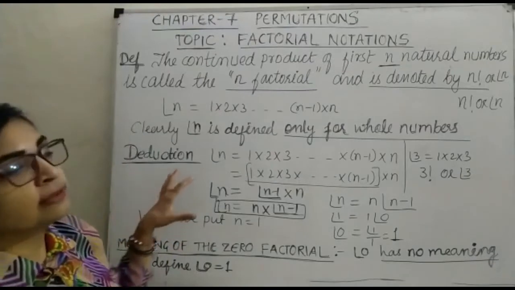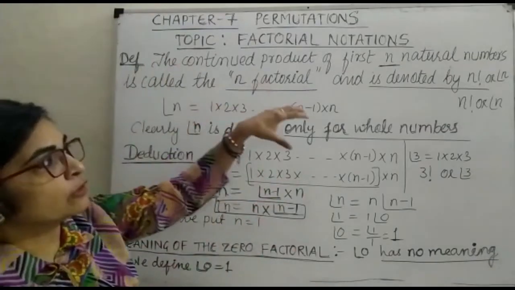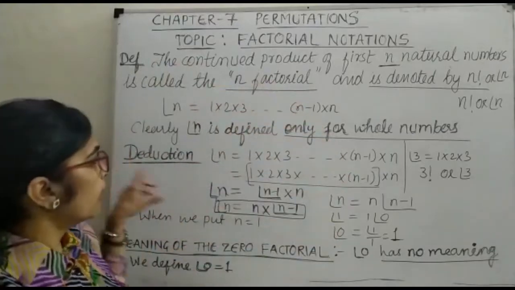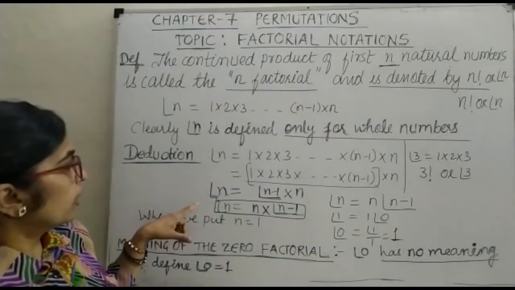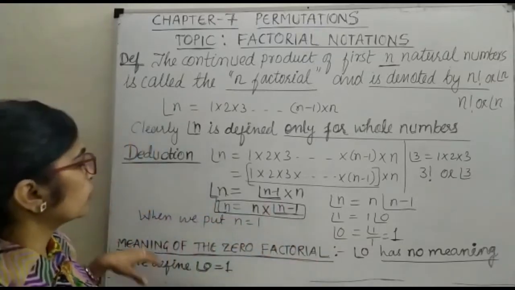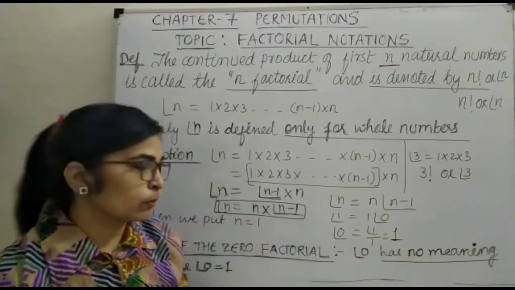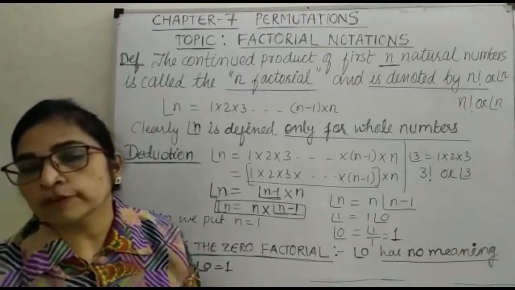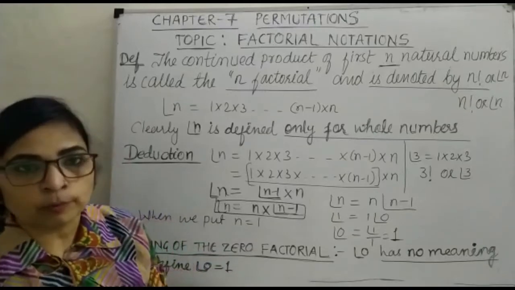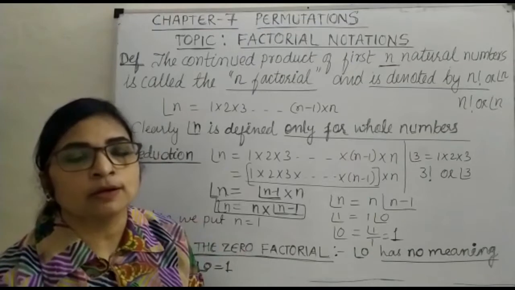So we have seen the definition of n factorial, that is the continued product of the first n natural numbers, and the deduction that n factorial is equal to n into n minus 1 factorial. With that we have worked out the 0 factorial value which is equal to 1, and the meaning of 0 factorial, as it is said, it has got no meaning. Just for our calculation we use it, 0 factorial is equal to 1.